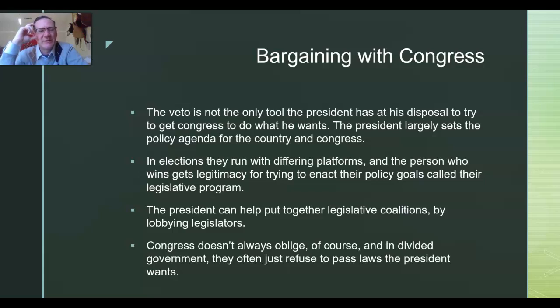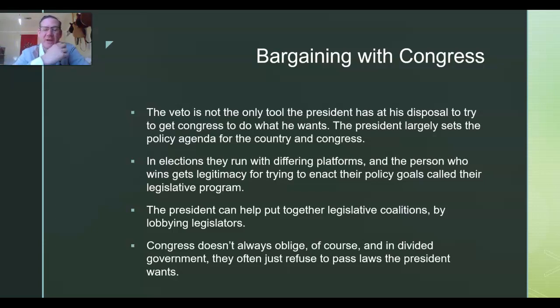In elections, presidents run with different platforms. So, Trump had his platform, Clinton had her platform. We'll see what the platform for Biden is, okay? And whoever wins, also their presidential platform gains some legitimacy. And then Congress thinks about that. Well, people voted for this. It kind of seems like they want it, right? And so when you win, it gives you some legitimacy for trying to enact those policy goals.